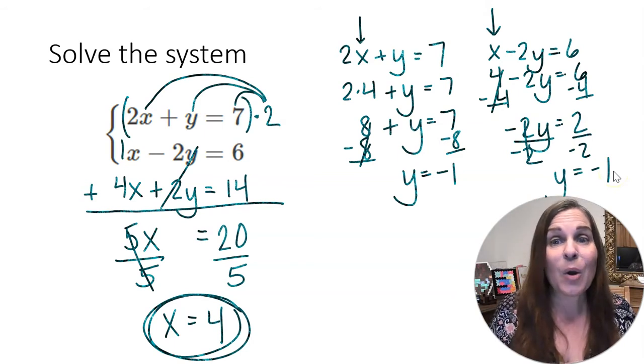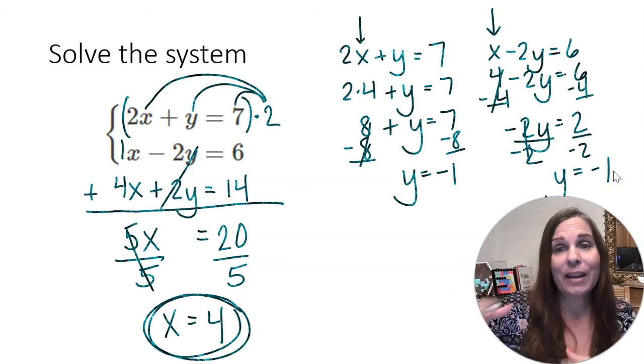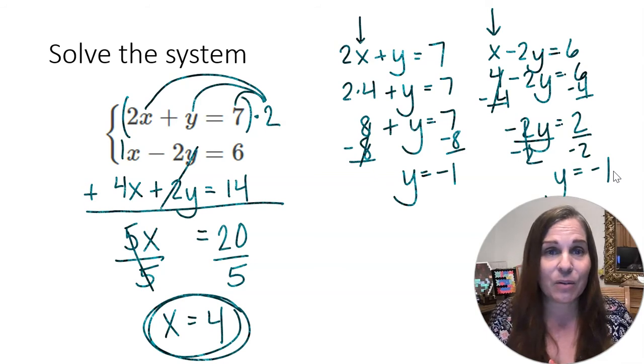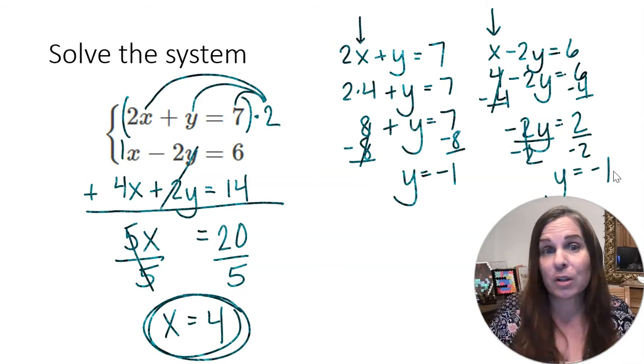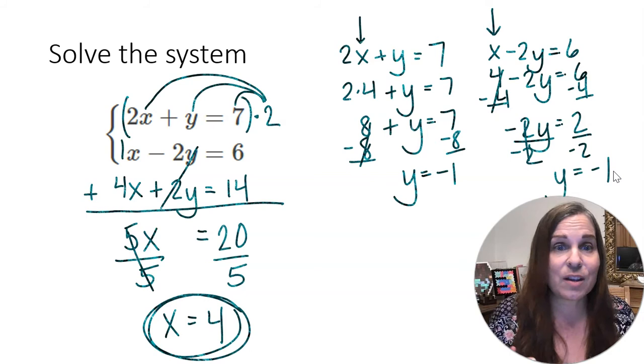Either way is fine. Or if you don't like plugging back in and solving, you could start from scratch and decide to eliminate the x's this time. Any of those options are on the table. They're all good options and they will all give you the same solution, that y is -1.